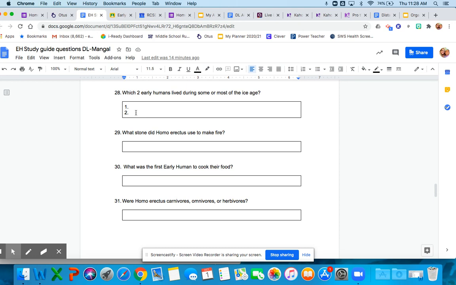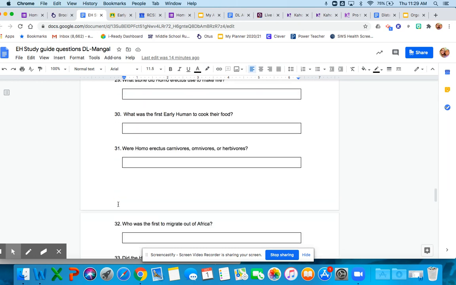Number 30, what was the first early human to cook their food? It should say who. I don't like that one. So who was the first early human to cook their food? And that would be Homo erectus. Homo erectus were the first early humans to cook their food.